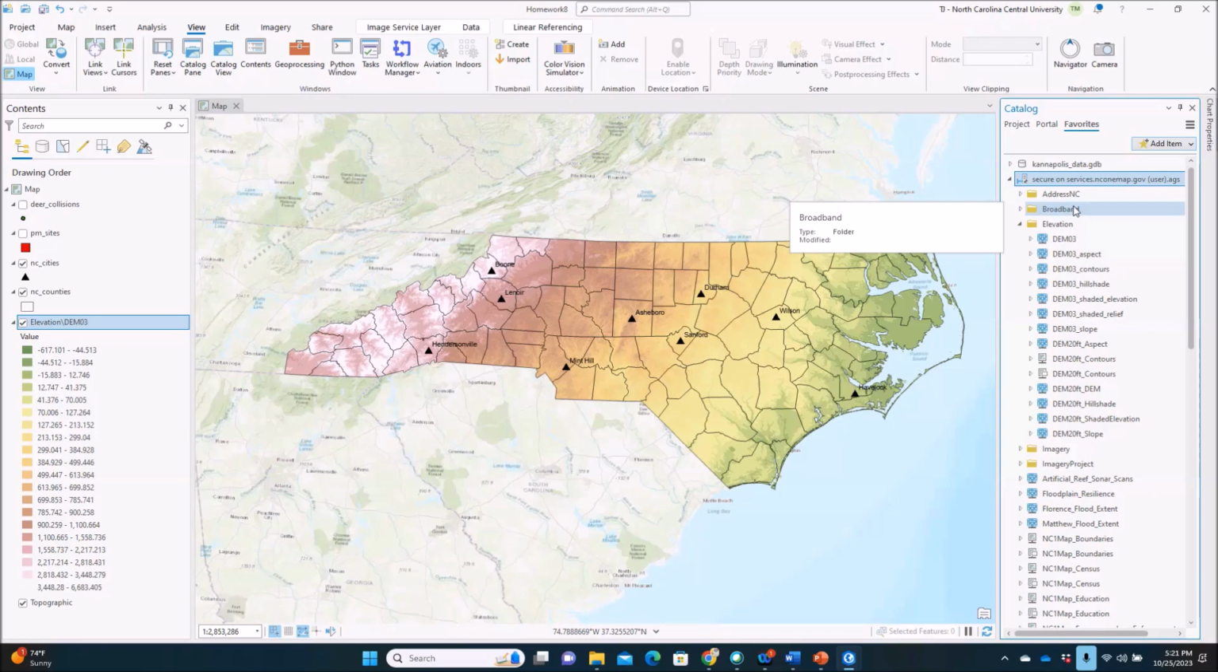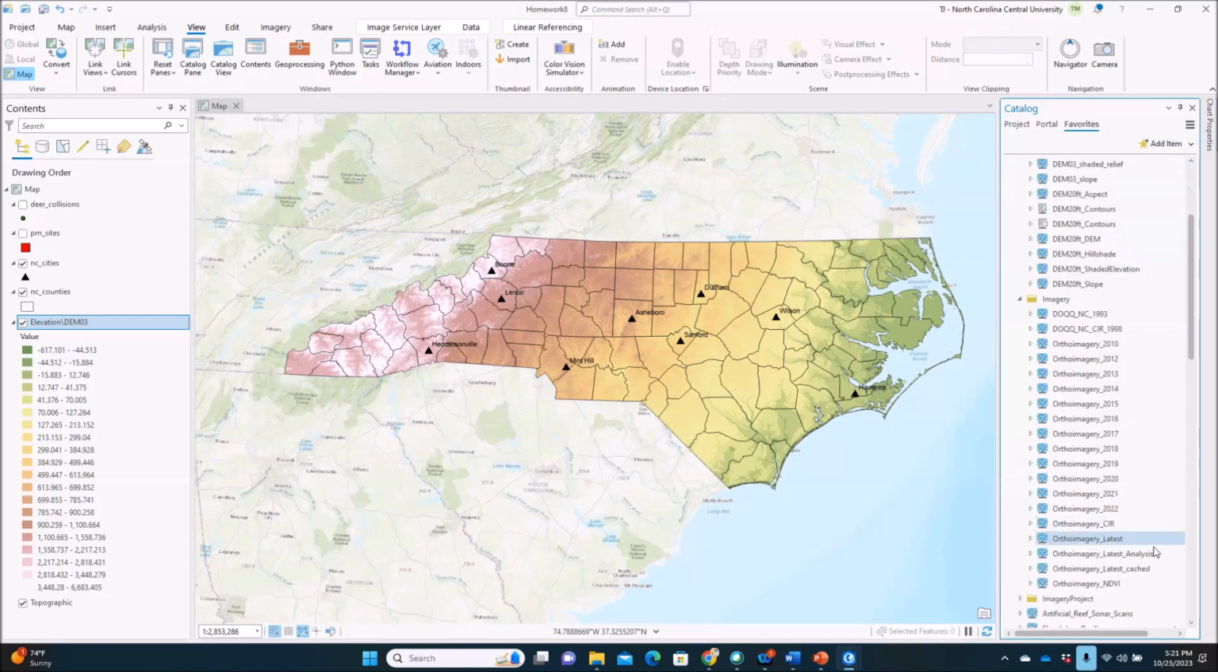www.nc1map.gov, you can download a lot of this information, or you can connect to their server. And it's got like the latest and greatest imagery at like 1 foot resolution. And so if I wanted to, I can click on imagery. And like this is literally the latest imagery that we've got from the server. Watch this.